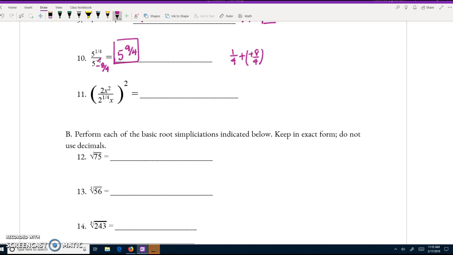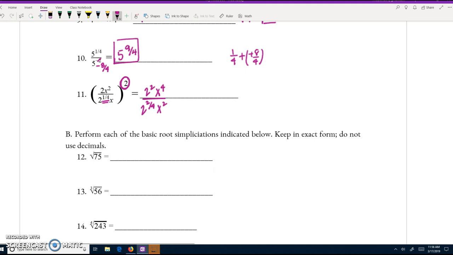Last one that we're taking a look at here has some distribution and simplification. So we want to make sure that this 2 outside gets applied to every single operation inside. So this will become 2 squared times x to the 4th over, down below, this is 2 to the 1/4, so this is going to become 2 to the 2/4, and then we're going to have x squared. So then we can simplify from there.